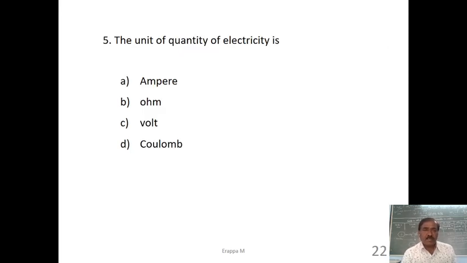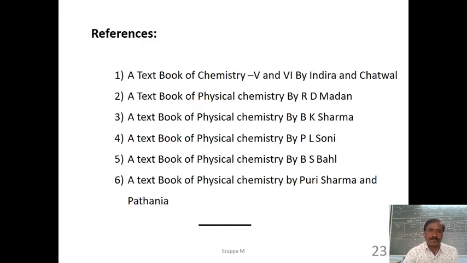Next, the last question: the unit for quantity of electricity. Here also 4 answers are given. The first one is ampere, the second is ohm, the third is volt, and the last one is coulomb. For this, the correct answer is D, that is coulomb.